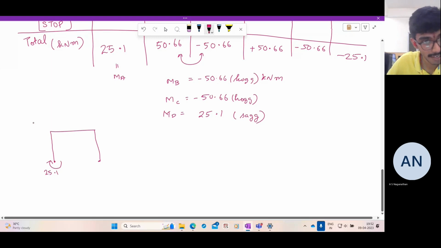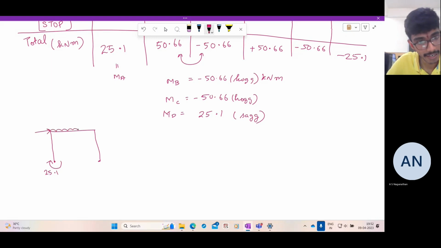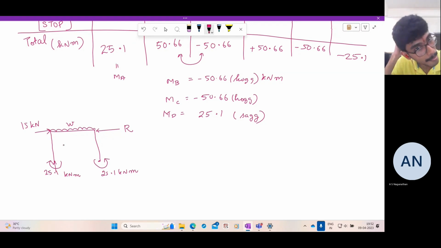We have a horizontal force here. We have vertical loading here. We have an unknown horizontal. So this is 15 kilonewtons. Here we have an unknown reaction force R. Here we have W. Here we have again sagging 25.1. And also we have these support reactions, which are unknown right now.